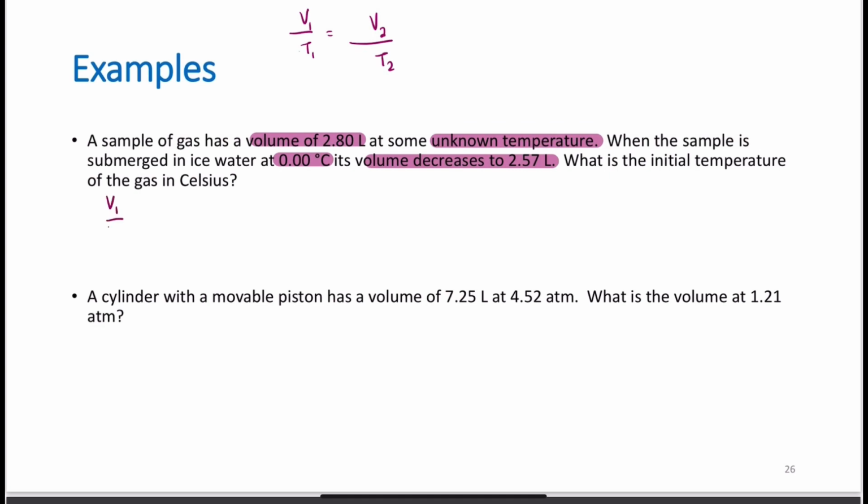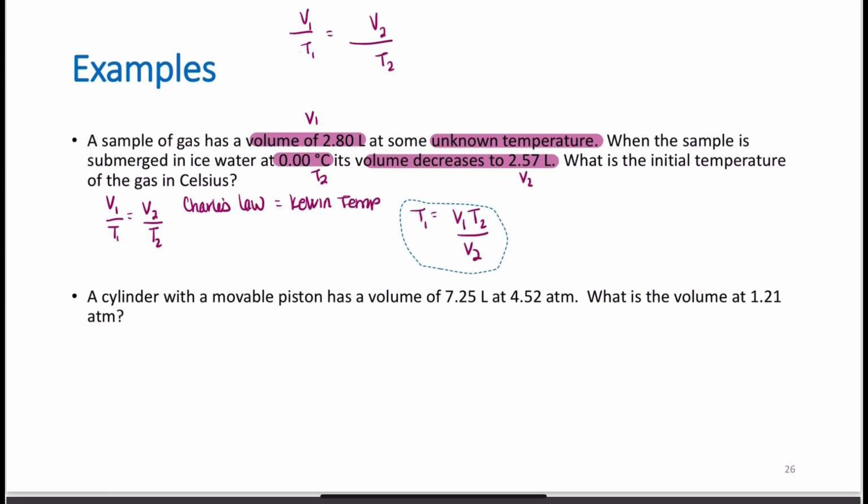Therefore, V1 over T1 has to equal V2 over T2, which is Charles's law. But remember, his law requires Kelvin temperature. I'm going to rearrange this equation to solve for T1, assuming this is V1, T2, and V2. If I rearrange this equation to solve for T1, T1 would be equal to V1 times T2 over V2. Again, if you don't understand that, it's just algebraic manipulation, come see me for help.